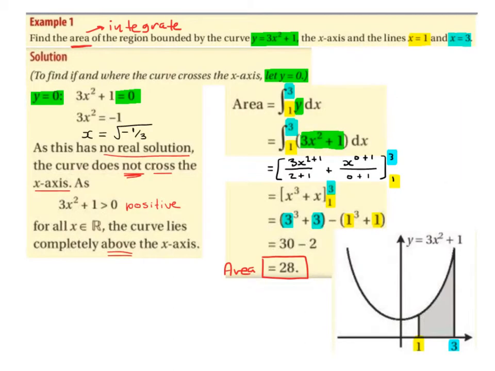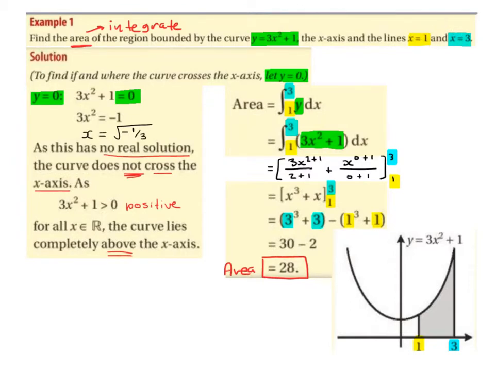Example: find the area of the region bounded by the curve y equals 3x squared plus 1 and the x-axis, and the lines x equals 1 and x equals 3.